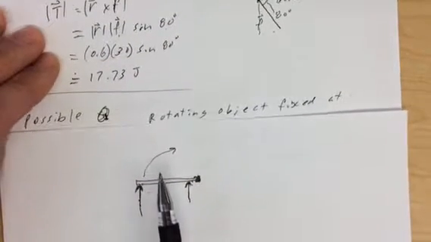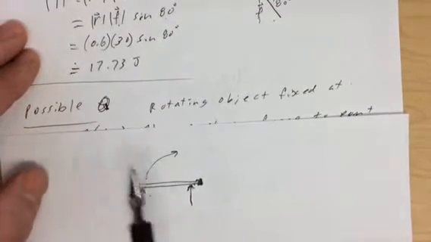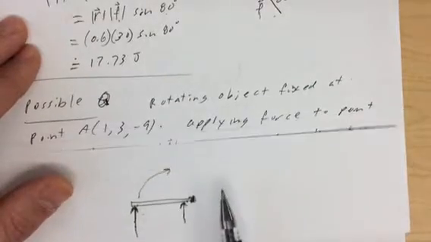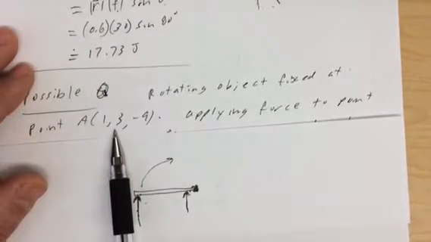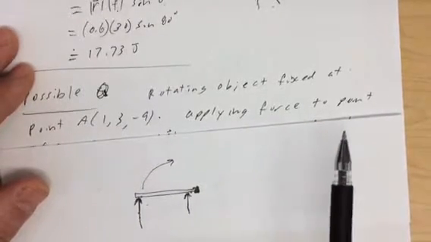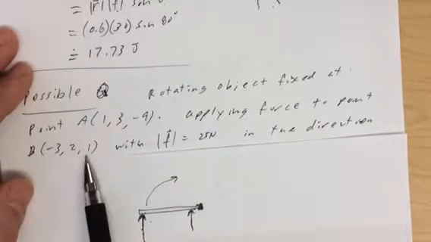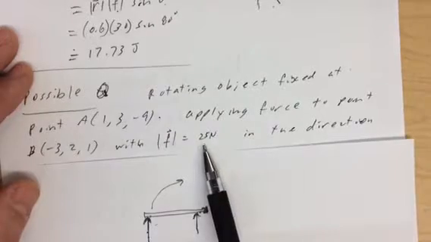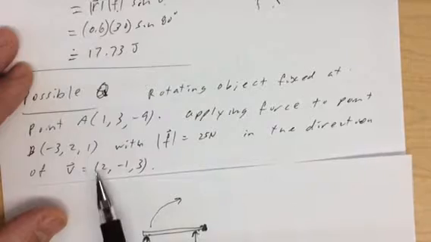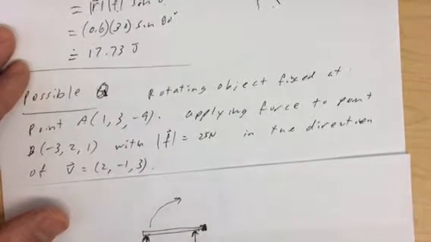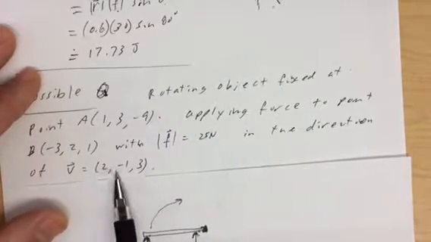If the problem were in coordinate form, this is another possible question: a rotating object fixed at some point A, which is where the axis of rotation is, applying a force to a point at B, this point here, -3, 2, 1, with a force of magnitude 25 newtons in the direction of V. This is the same V as the previous possible question on work. So it's heading in the direction of this.